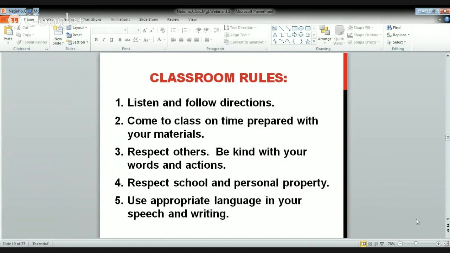Here's another example. These would be secondary rules, okay? And here's another possible list you could use. And I want you to focus on number 5, because I'm just going to talk a little bit about that one. Number 5 is actually a rule that I had in my classroom as a secondary teacher. And you might say, use appropriate language in your speech and writing. And you'd probably say, oh my goodness, that is so vague.